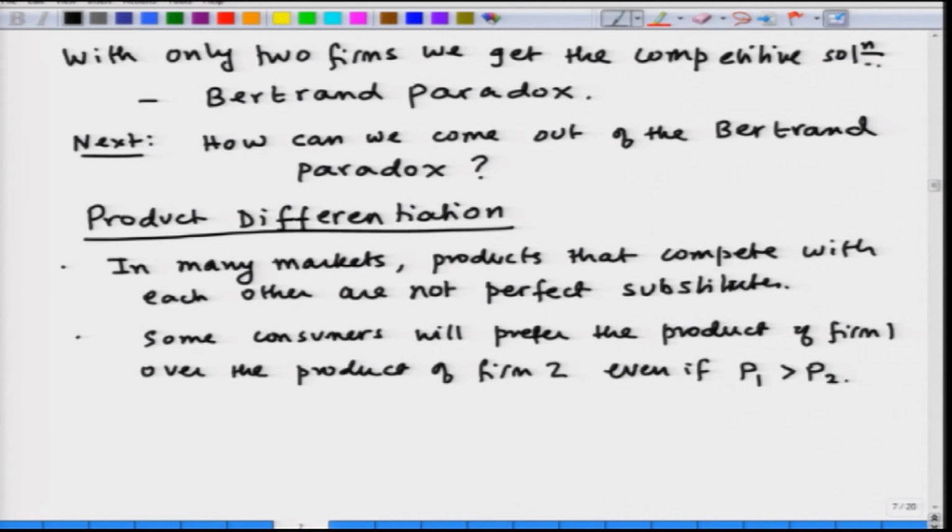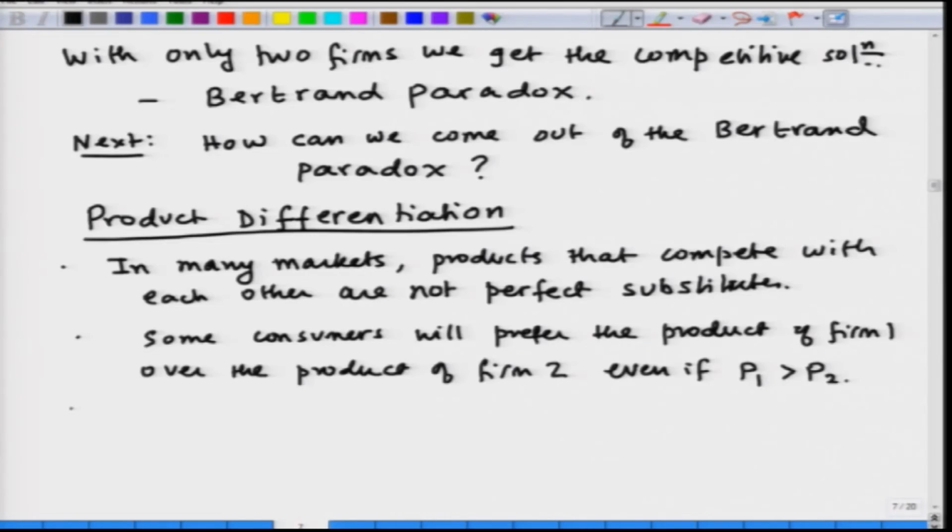We would however expect that as firm 1 raises its price, the quantity demanded would fall and consumers would substitute towards firm 2's product. So, even if firm 1's price is greater than firm 2's price, there might be some consumers who would still prefer firm 1's product, but as firm 1's price keeps increasing, gradually some consumers will shift from firm 1 to consuming firm 2's product.